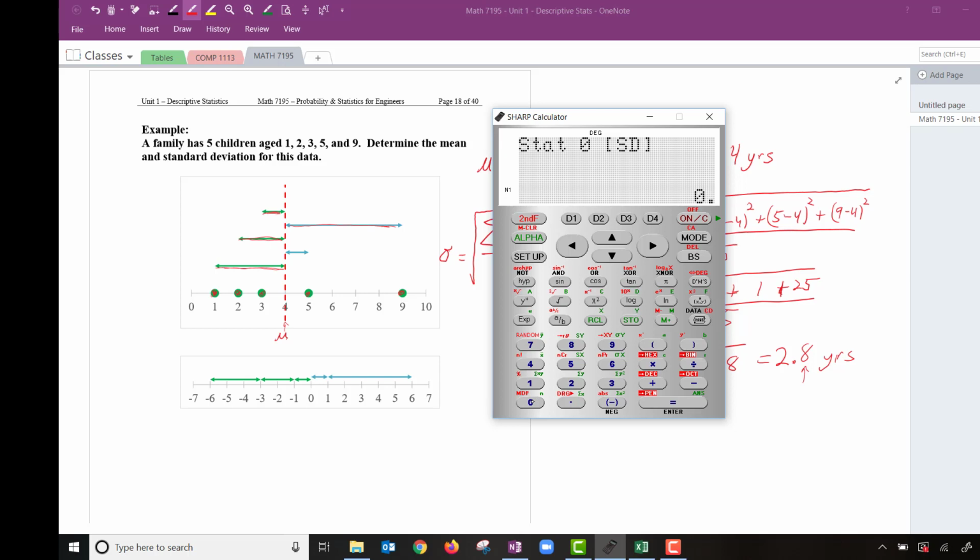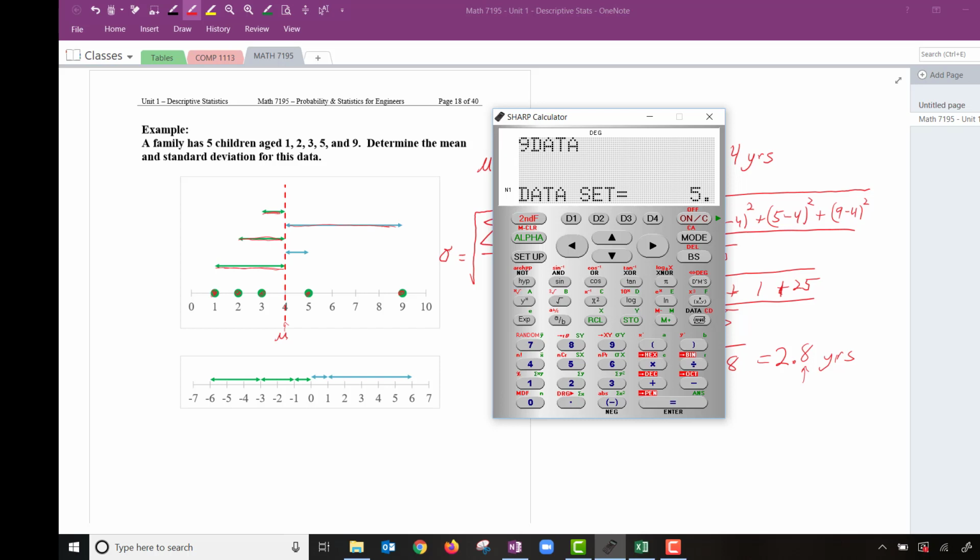Now my calculator is in stat mode, and I can enter my 5 kids. To do so, I type the first kid, who is 1, and then I press the data button. And now my first kid is in there. And then I enter the second kid, who was 2 years old, and I hit data. And then the third kid, which was 3 years old, and I hit data. And then my next kid was 5 years old, and I hit data. And then my next kid was 9 years old, and I hit this data button here.